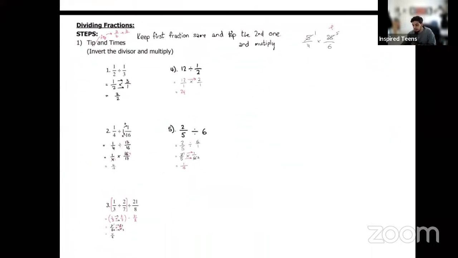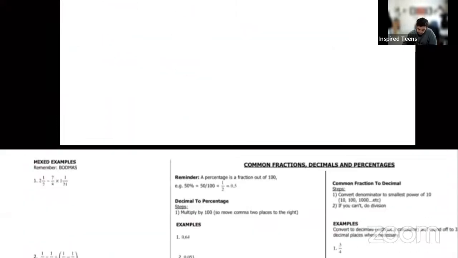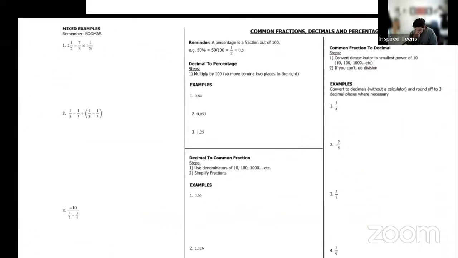Then we said dividing fractions. Again, remember, we don't divide fractions. We do divide, but the way to divide fractions is by flipping and timesing, or tipping and timesing, whichever one you learned. So let us move on.